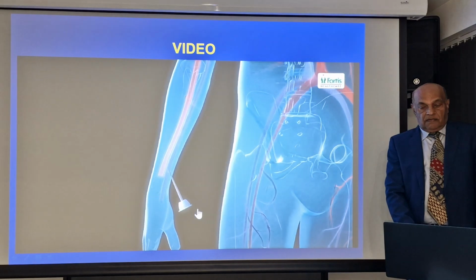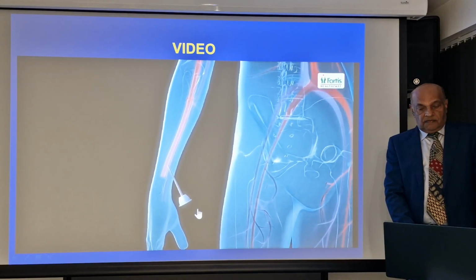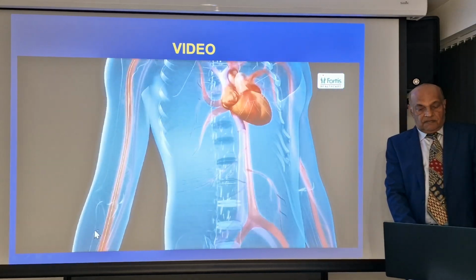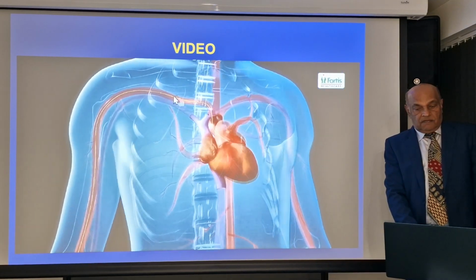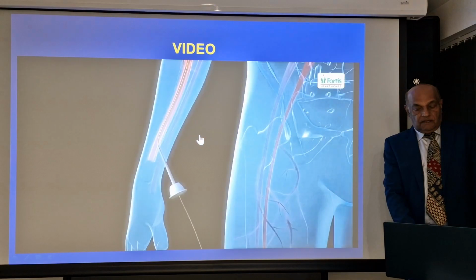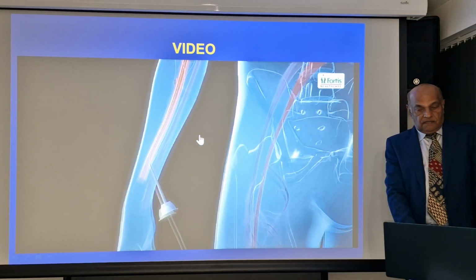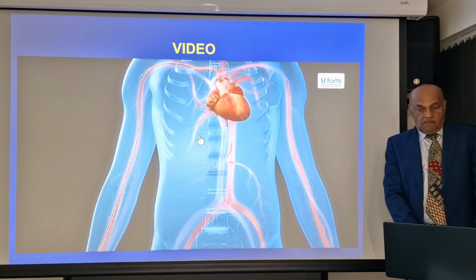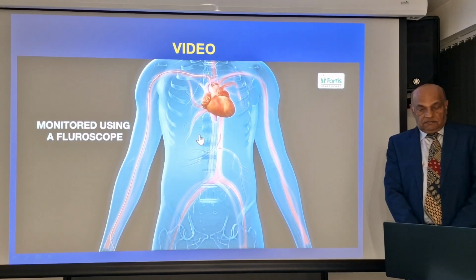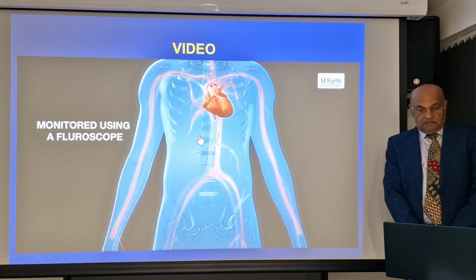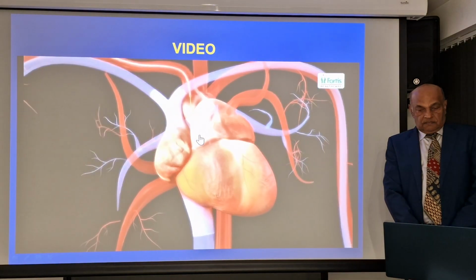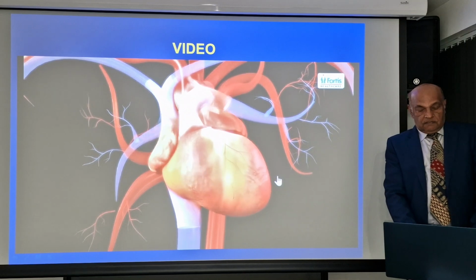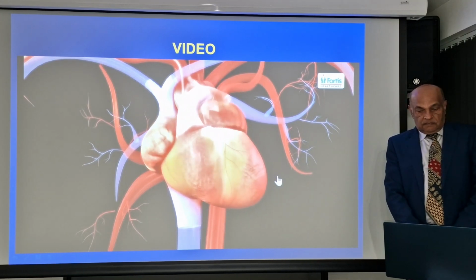A needle is inserted through the wrist into the radial artery. A guide wire is then passed through the needle and is guided through the arterial system up to the heart. A flexible catheter is slipped over the wire and threaded up to the heart. This is monitored using a continuous X-ray imaging device called a fluoroscope. At this point, the guide wire is removed and the tip of the catheter is positioned to enter the coronary artery.